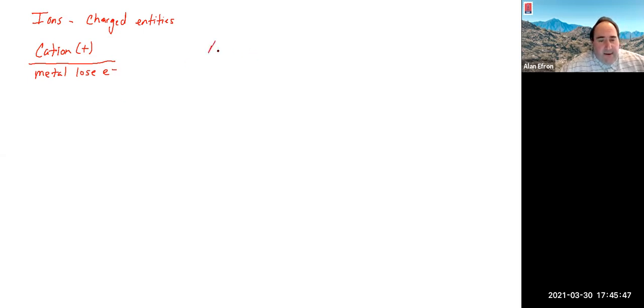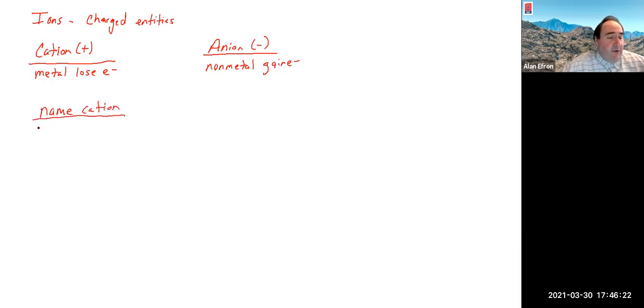Anions, on the other hand, are ones that are negatively charged. They are typically going to be our nonmetal that's going to pick up electrons, gaining 1 electron, maybe 2 electrons, however many electrons it gains. If you had just the formula of either a cation or an anion, how do we go about naming them? Well, naming the cations is pretty straightforward. If we want to name something that is just a cation, we just use the whole name of the metal.